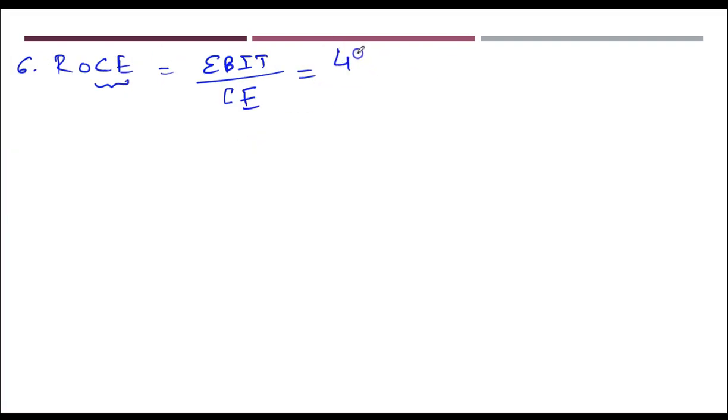So therefore it becomes 44 divided by 285 into 100, which comes to 15.44%. Okay.